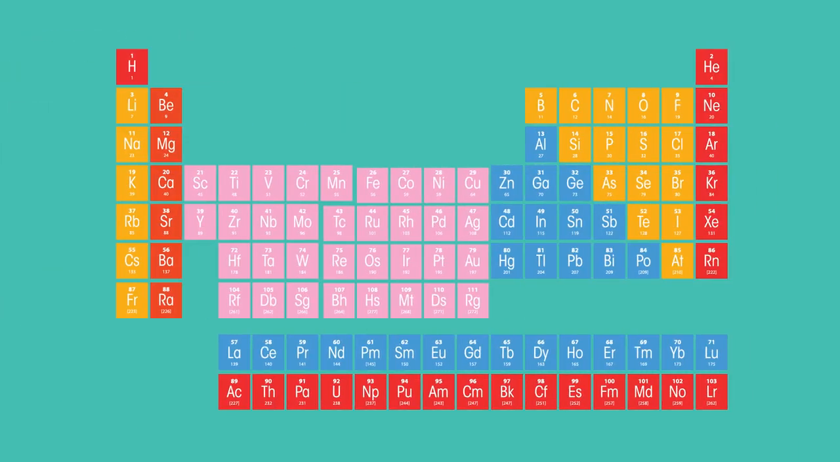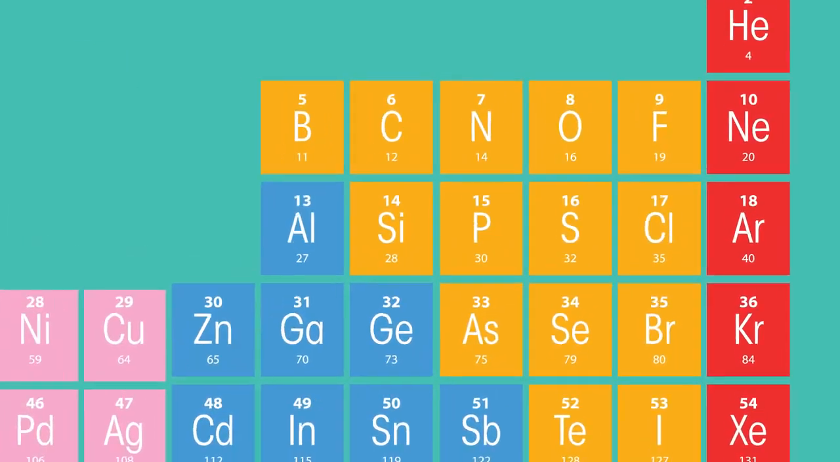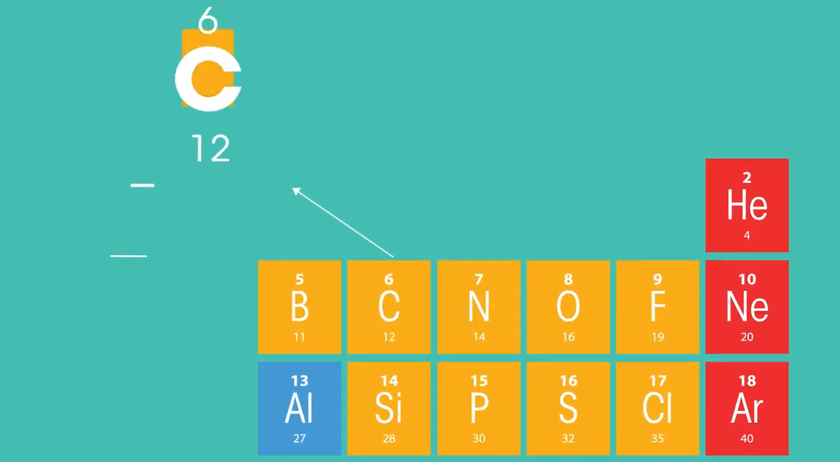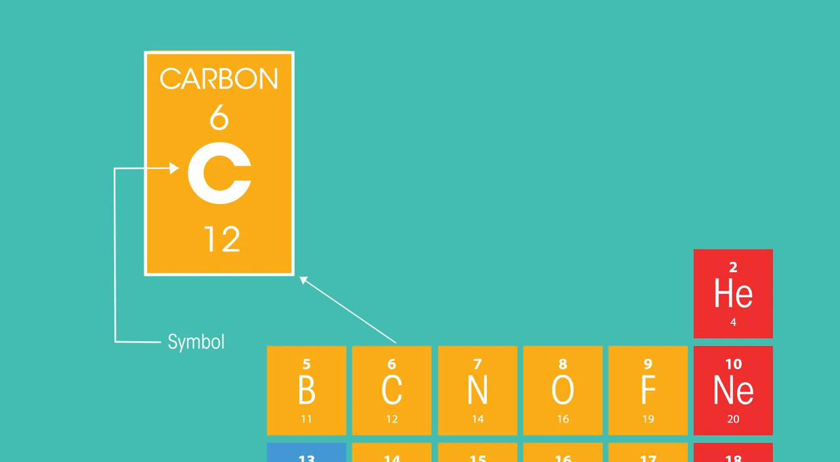Each symbol in the periodic table is an abbreviation of a different element. For example, C stands for carbon. By this symbol are two numbers. The smallest number is the atomic number, and it tells us the number of protons. The number of protons is equal to the number of electrons, unless the atom has become an ion. More on that in a bit.